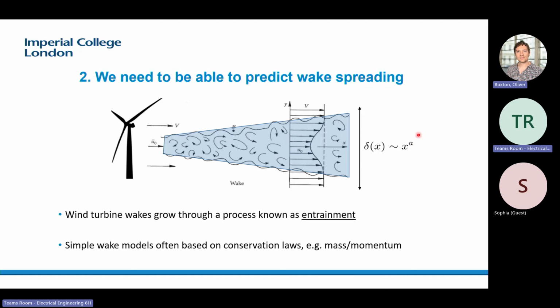However, this power law in general is going to be dependent on the rate at which mass is transferred from the background into the wake itself. It doesn't necessarily just have to be mass, it can be momentum as well. So, for example, most of these simple wake models are based on simple conservation laws, things like preservation of mass or preservation of mass and momentum. So obviously the rate at which mass and momentum are exchanged between the background and the wake are going to be important.